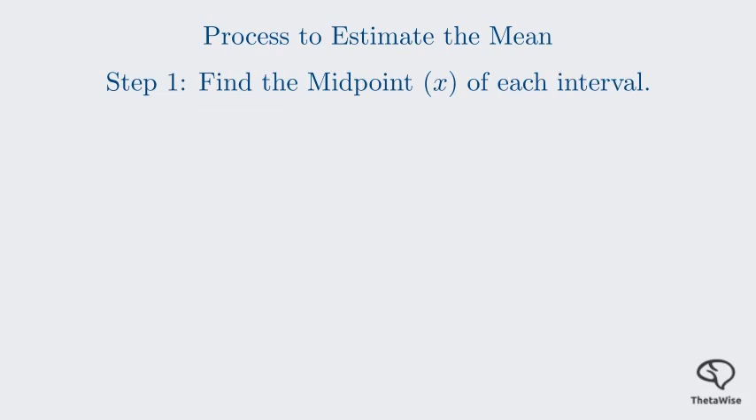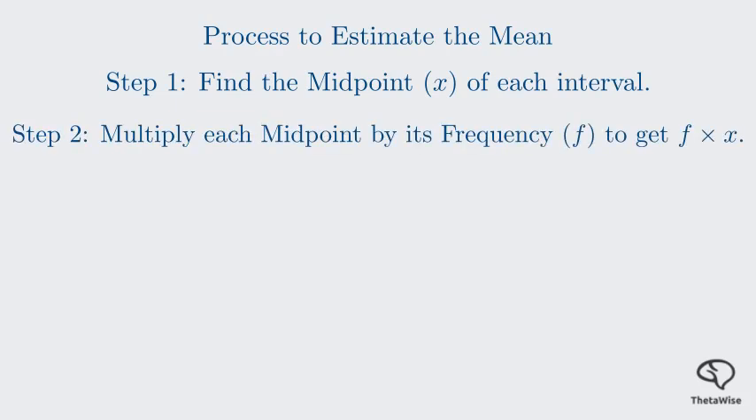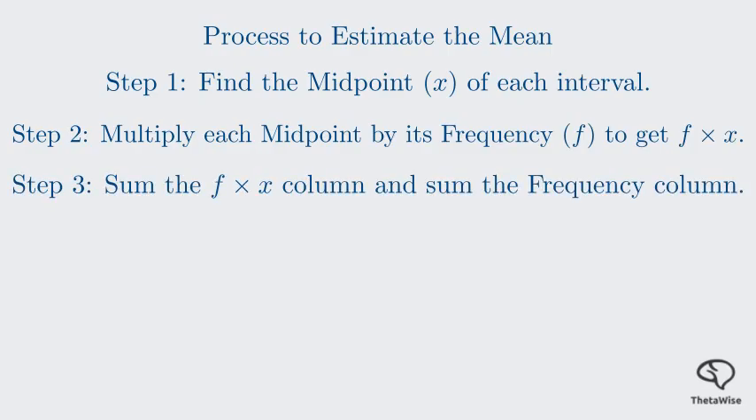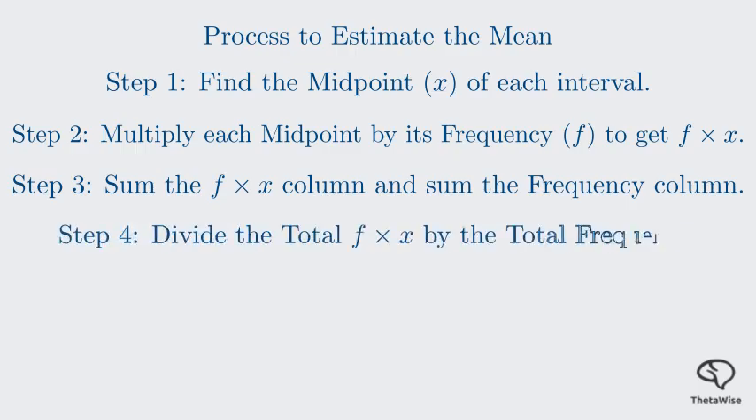To calculate this estimate, we follow a 4-step process. Step 1. Find the midpoint, x, of each interval. Step 2. Multiply each midpoint by its frequency, f, to get f times x. Step 3. Sum the f times x column and sum the frequency column. Step 4. Divide the total f times x by the total frequency. This gives us the formula. Estimated mean equals the sum of f times x divided by the sum of f.